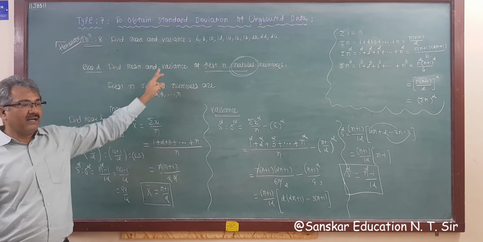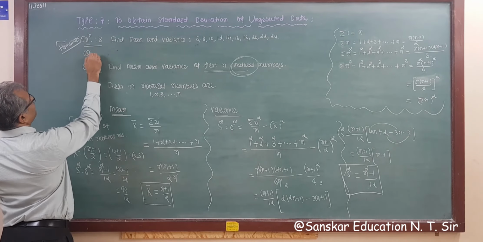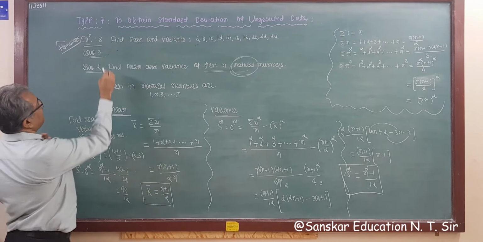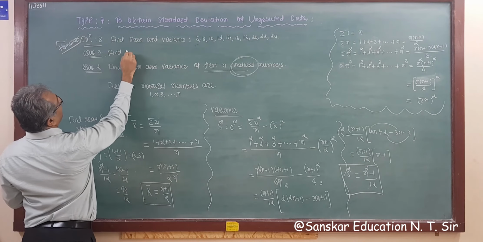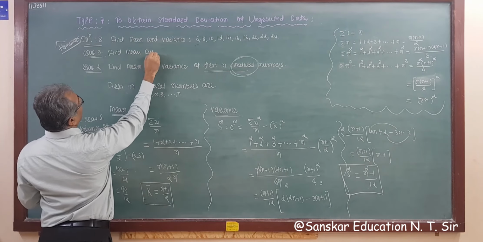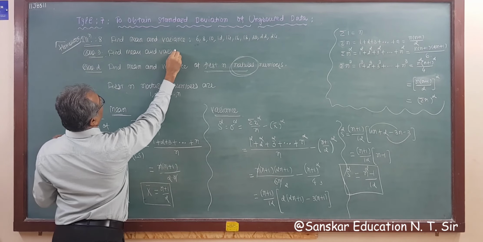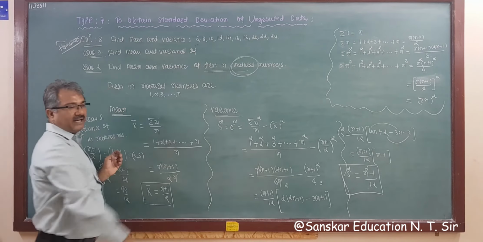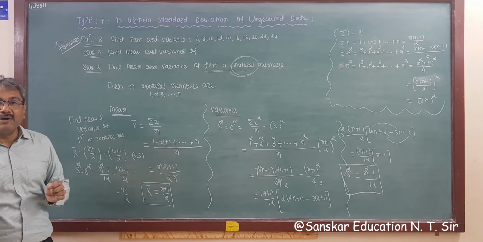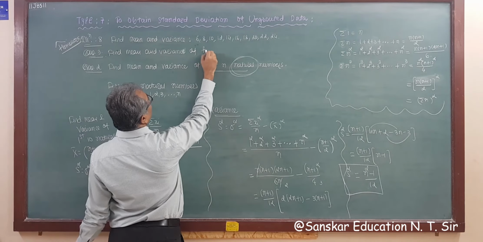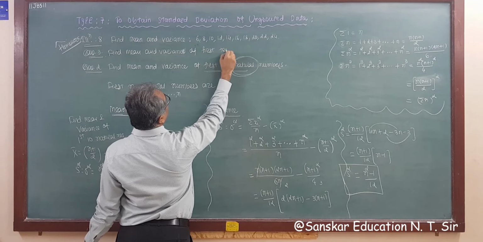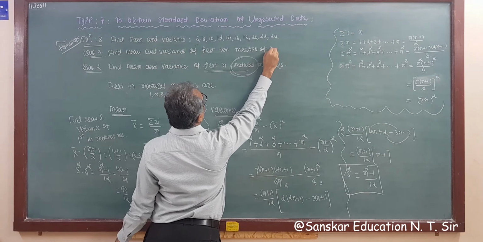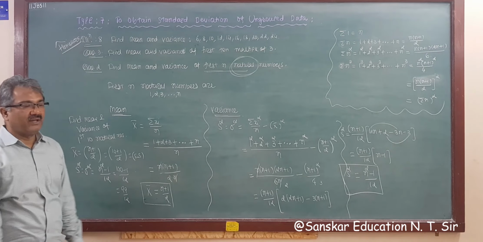In question number 3, it is given, I am writing here, question number 3: find the mean and variance of the first 10 multiples of 3. This is the question, right?